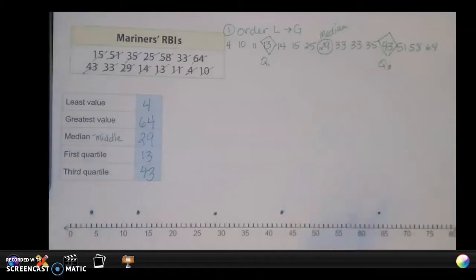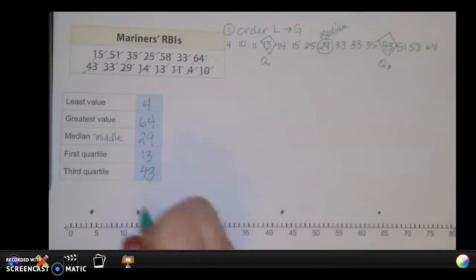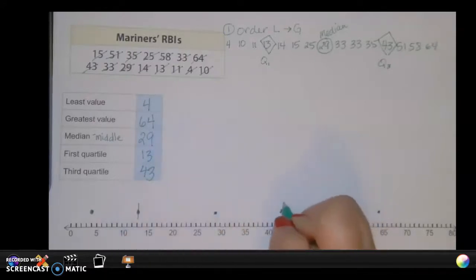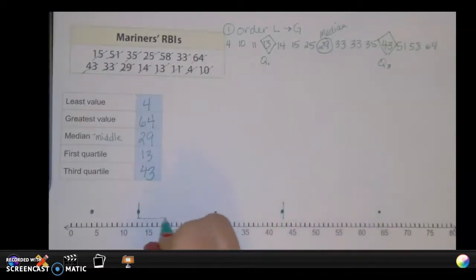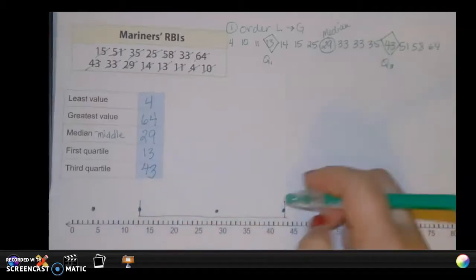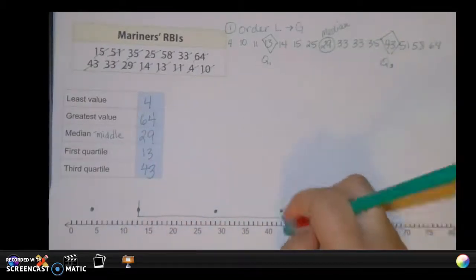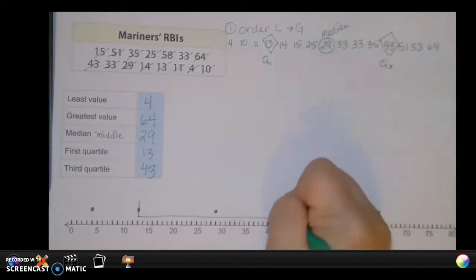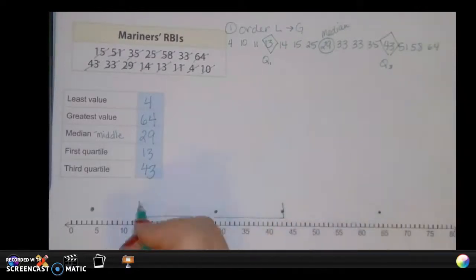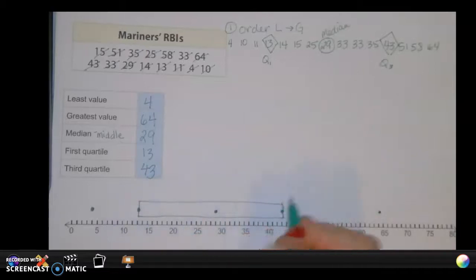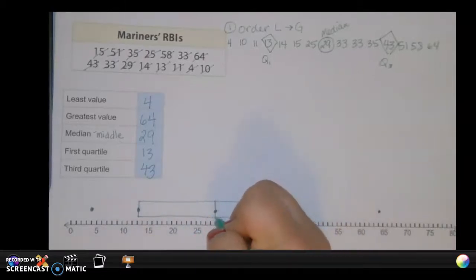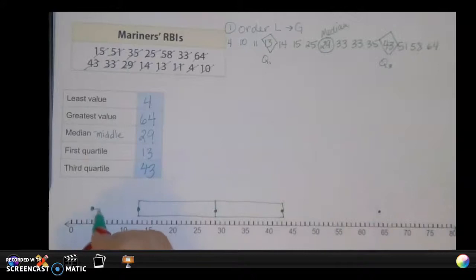To make my box and whisker, I'm going to start with the quartiles and draw my box. Let me fix that here. The line goes in the middle where your median is. And I'm going to connect these for my whiskers. Okay, so now I have my box and whisker plot.